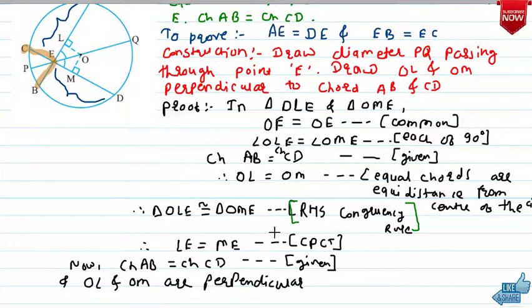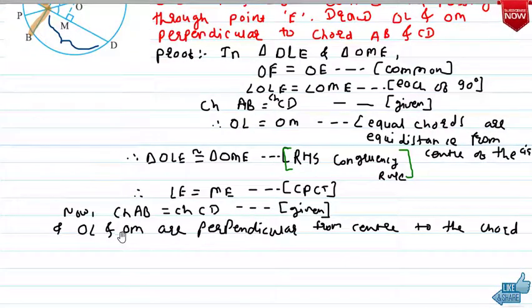I also explained this theorem, you can go and watch that also. OL and OM are perpendiculars from the center to the chord, and they bisect the chord, correct? The perpendiculars OL and OM from the center to the chord bisect the chord.